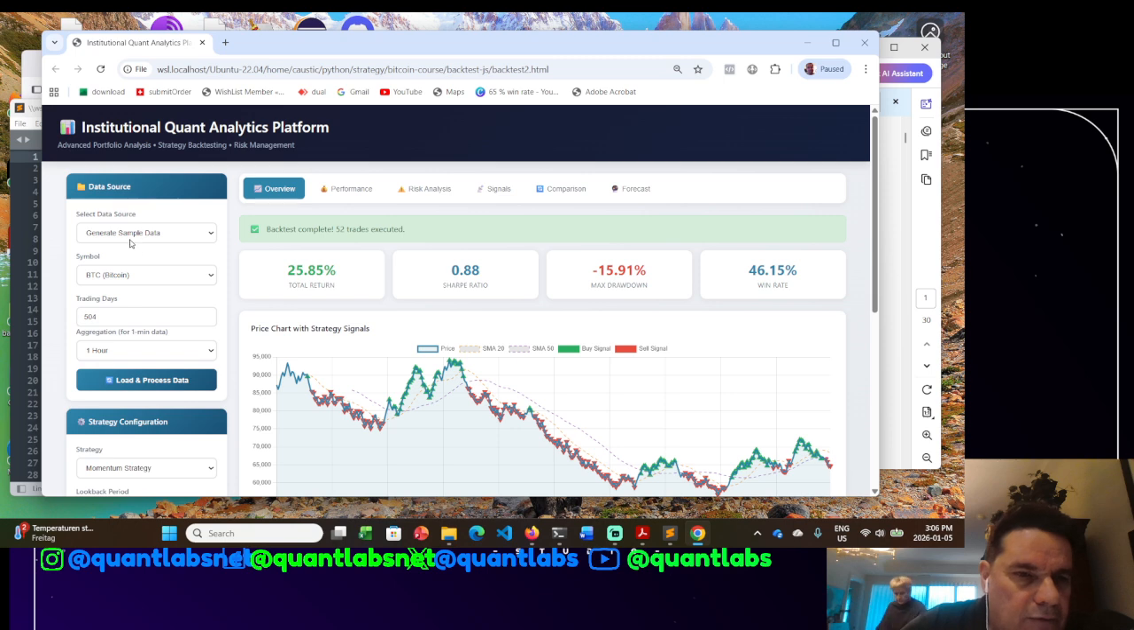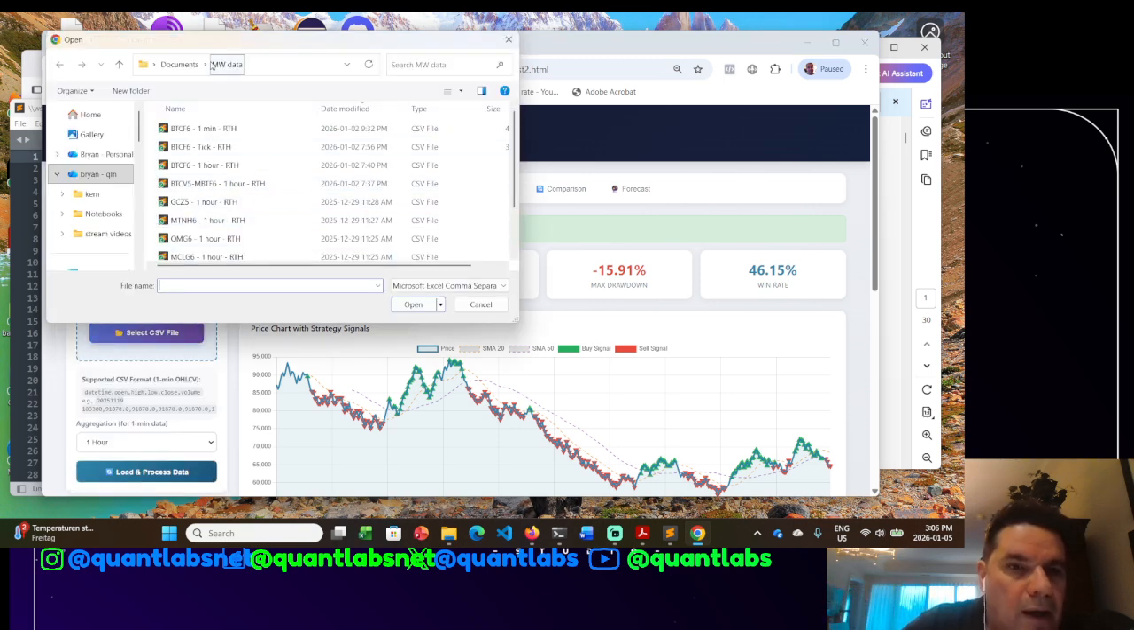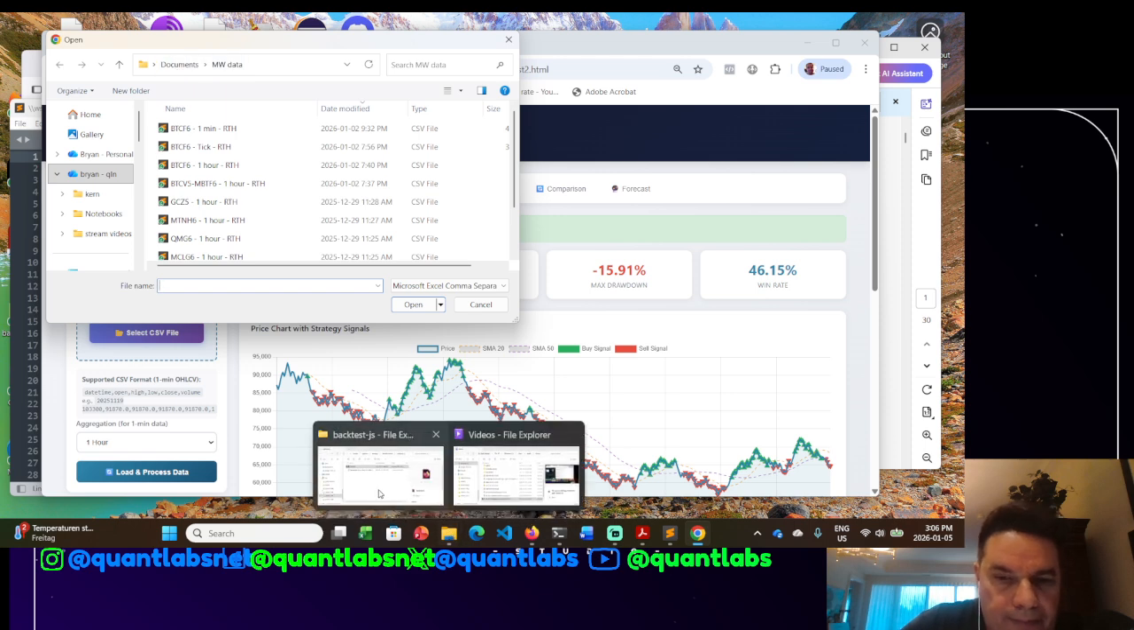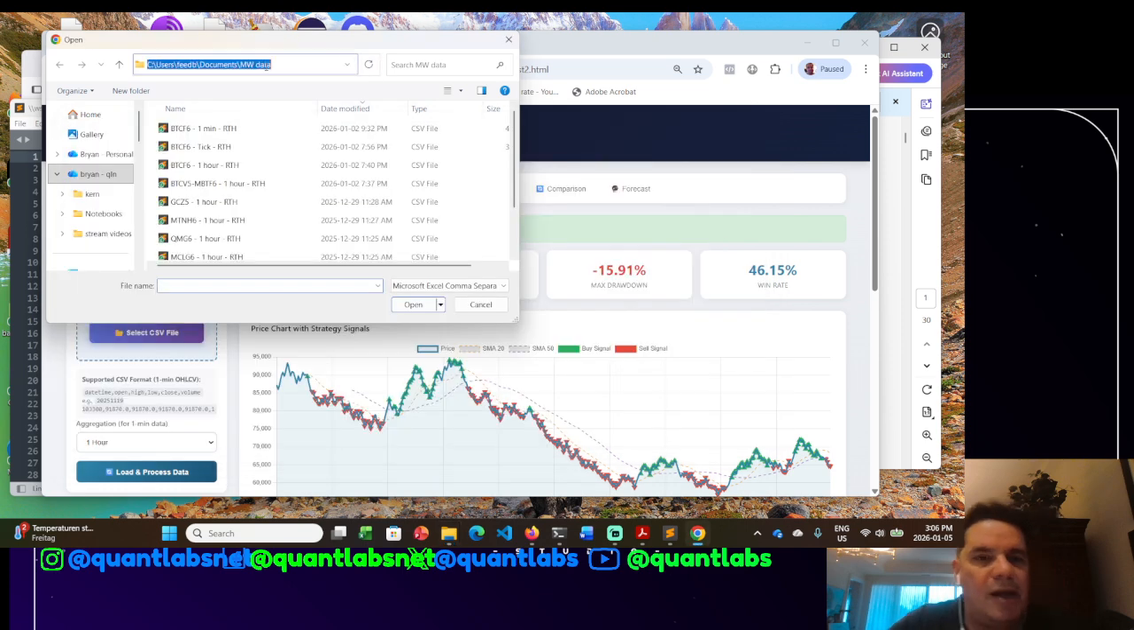Let me see if I can load in real data here. Hopefully this might work. Let's just see if I can access it this way. And again, we're running this within Windows.